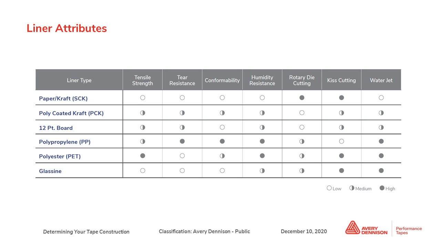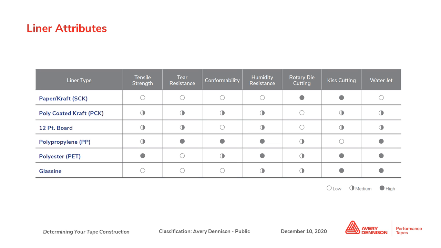So we have a table summarizing the attributes here, and this is in the product selection tool, again, for your reference at any time. It covers what I was just talking about: tensile strength, tear resistance, conformability, humidity resistance, and then we get into the convertibility, if you will: rotary die cutting, kiss cutting, water jet die cutting. If the circle is empty, that means we would not particularly recommend it for that type of situation. If it's half filled, it means it should be good enough. If it's fully filled, that's where it's highly recommended.